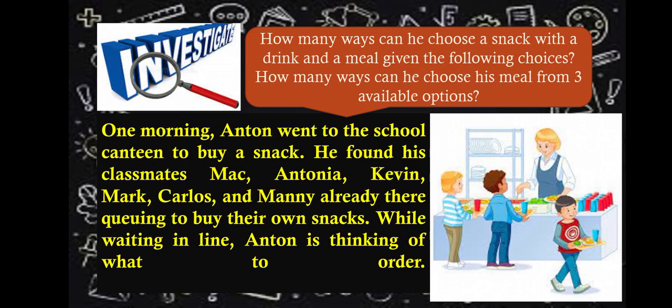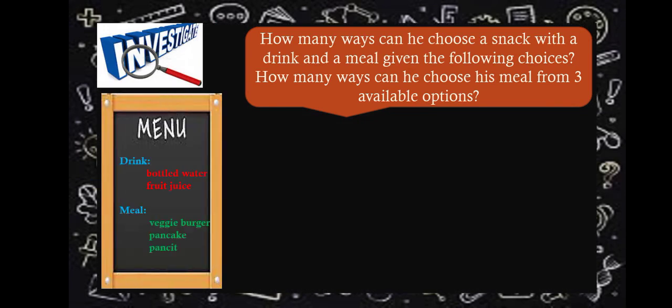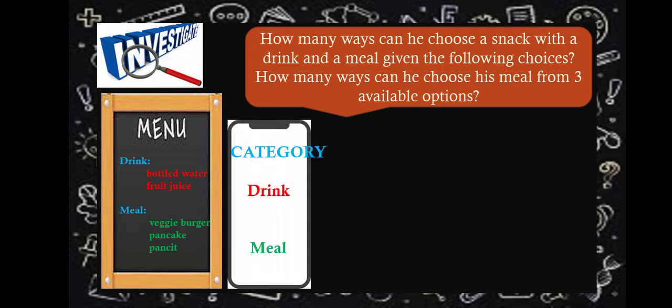This is the menu in the cafeteria. We have 2 categories for the drink, bottled water and fruit juice. For the meal, veggie burger, pancake, and pancit. So, in order to find the number of possibilities, he can choose a snack with a drink and a meal. The first thing to do is to know how many categories there will be. For the category, we have only 2, the drink and the meal. So we will combine a drink and a meal. We have 2 drinks and we have 3 meals.